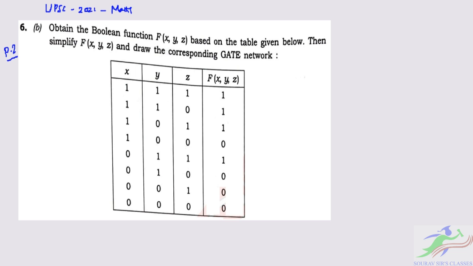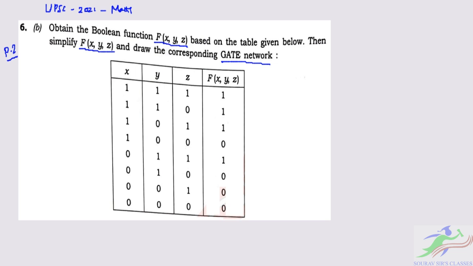Obtain the Boolean function f of x, y, z based on the table given below. Then simplify f of x, y, z and draw the corresponding gate network. The table is given with x, y, z values, from 0, 0, 1 to 1, 1, 1, and the corresponding output is given.